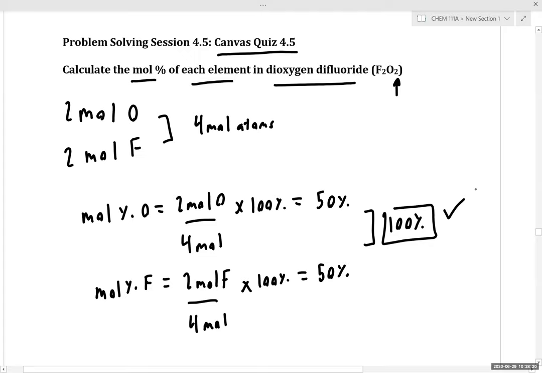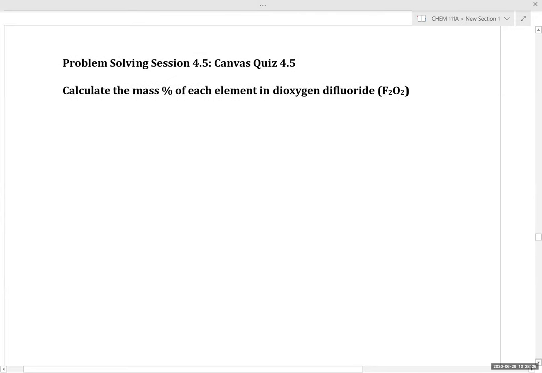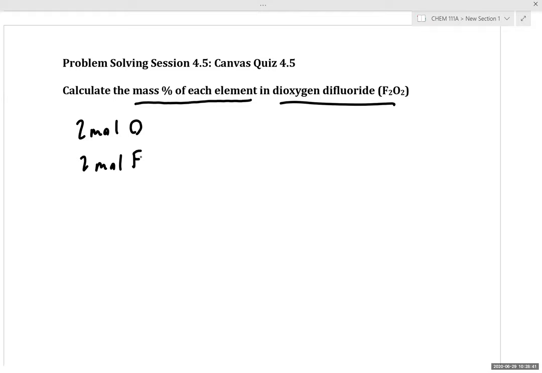If not, let's apply our logic and our problem-solving process to calculate the mass percentage of each element in dioxygen difluoride, considering that we already know we have 2 moles of oxygen and 2 moles of fluorine. So let's take about 2 to 3 minutes, work through, and try to calculate the mass percentage of each element in dioxygen difluoride. And we'll discuss in about 2 to 3 minutes.